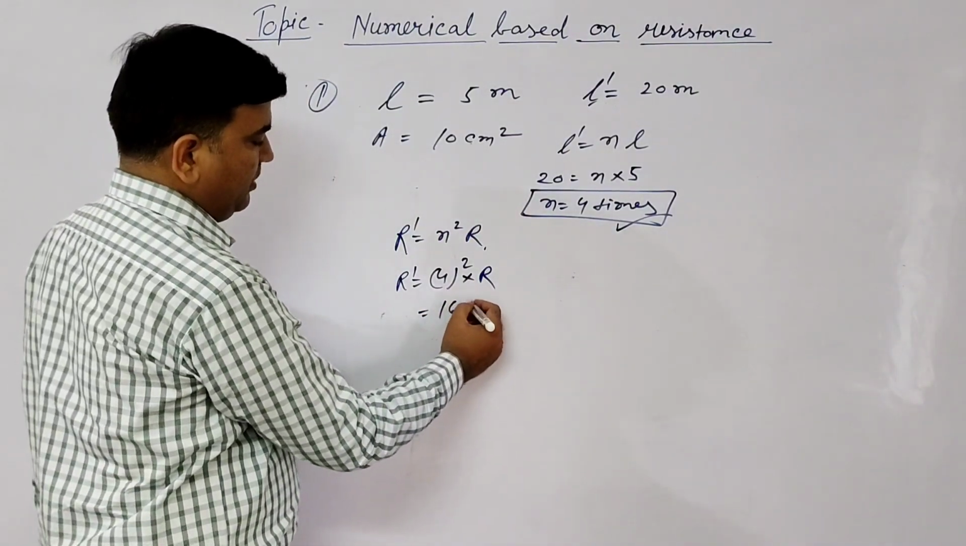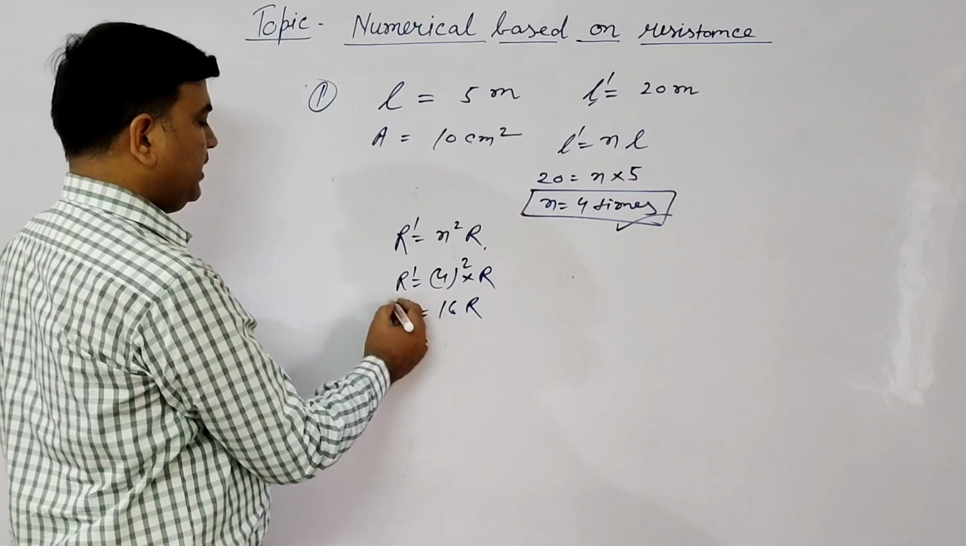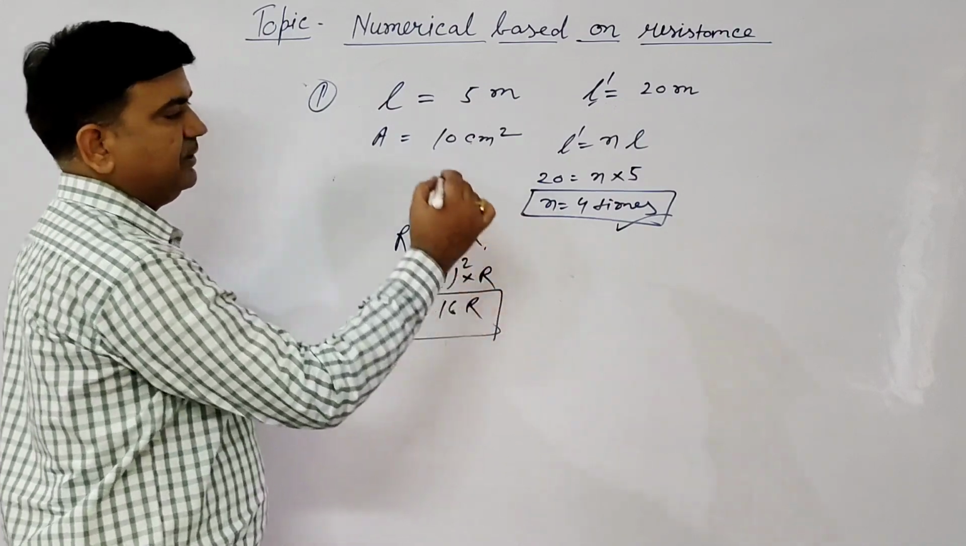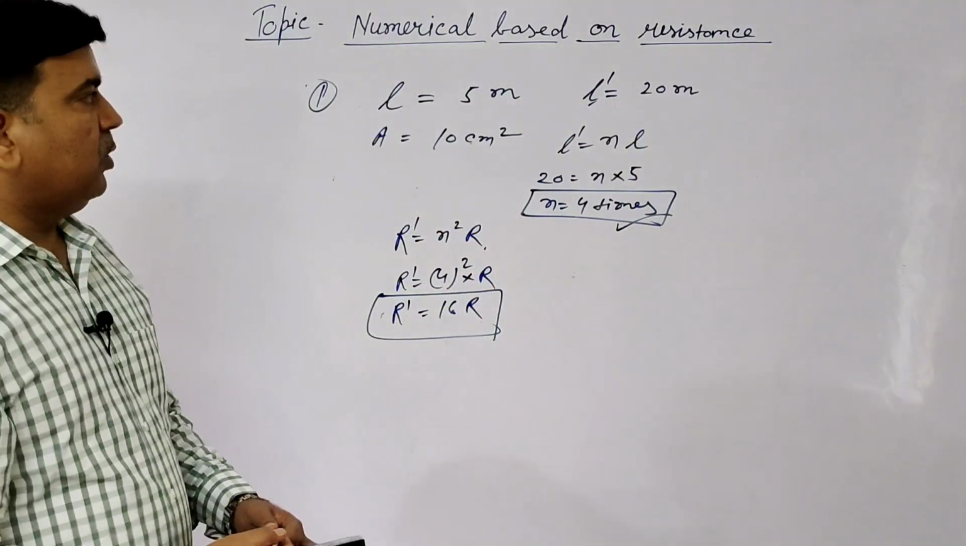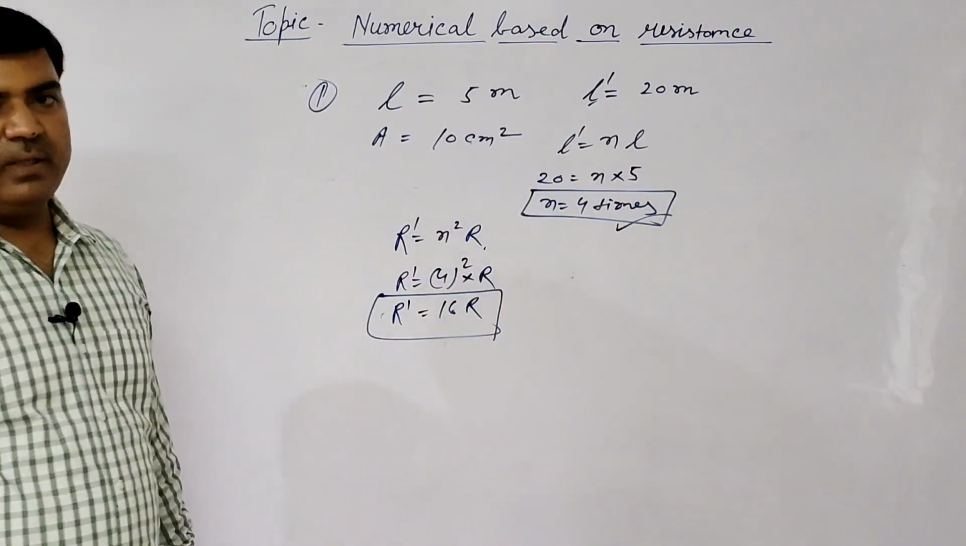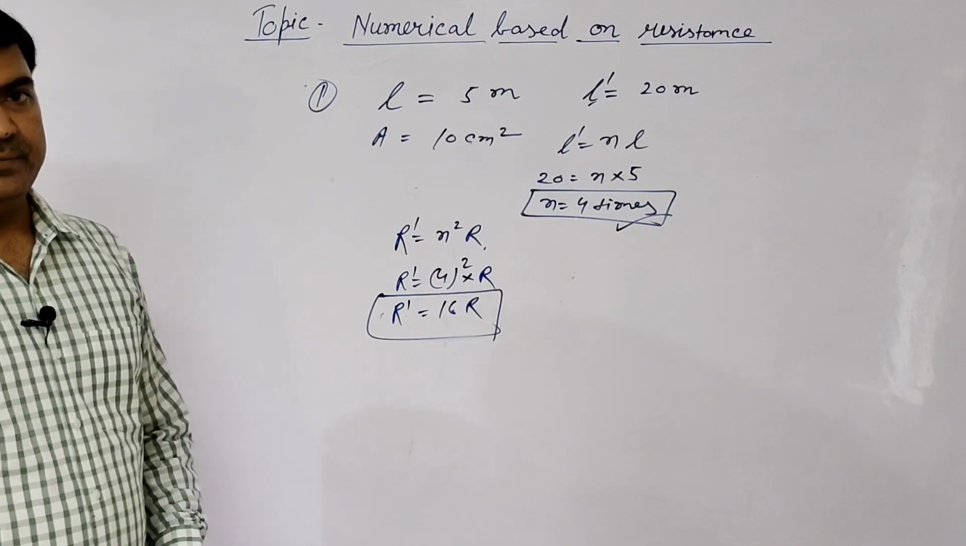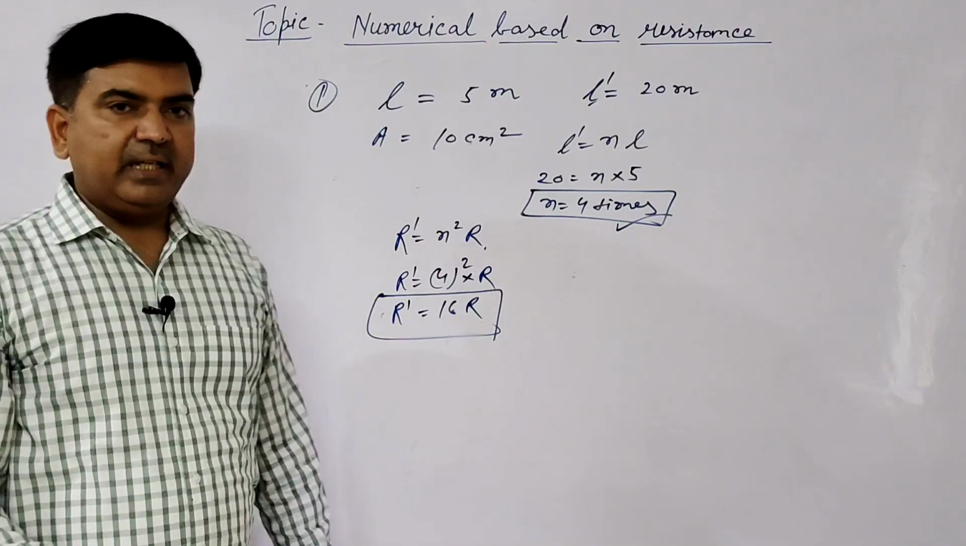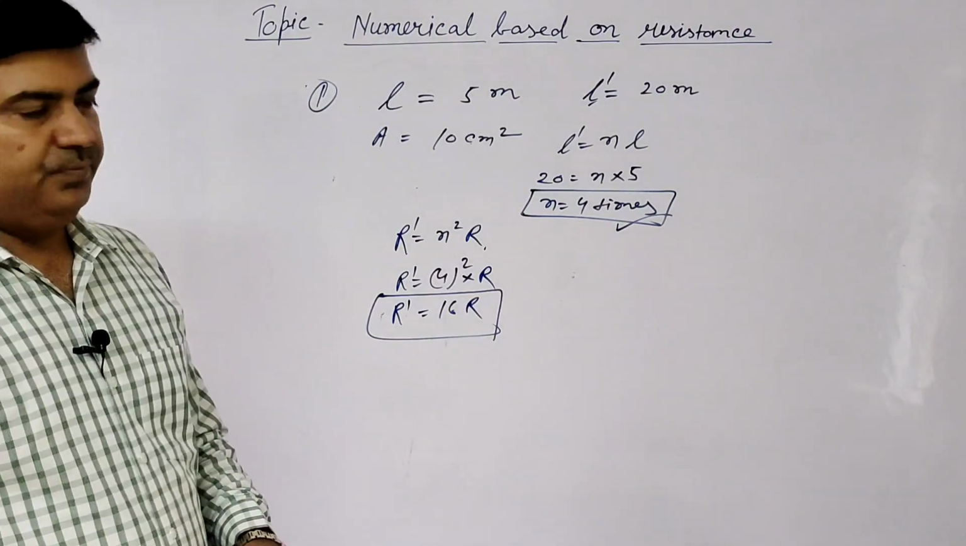Now it is 16 times. The resistance becomes 16 times. If the length of the wire becomes 4 times, then the resistance of the wire becomes 16 times. And after that, there are different conditions given to you.